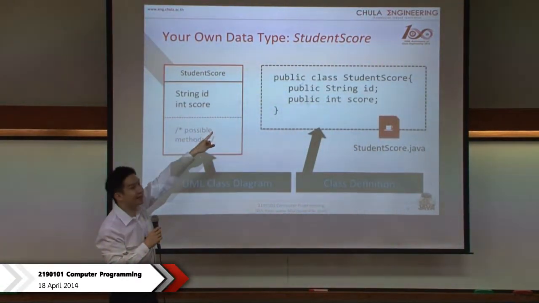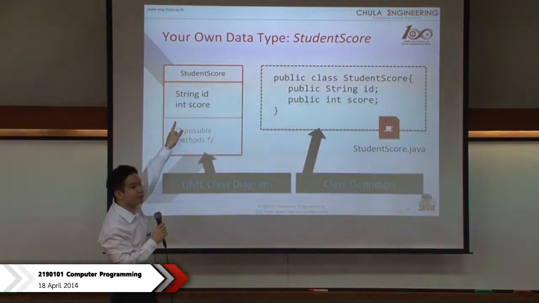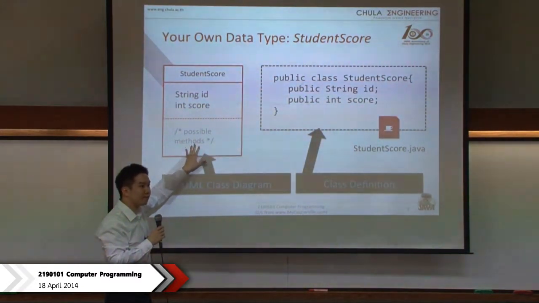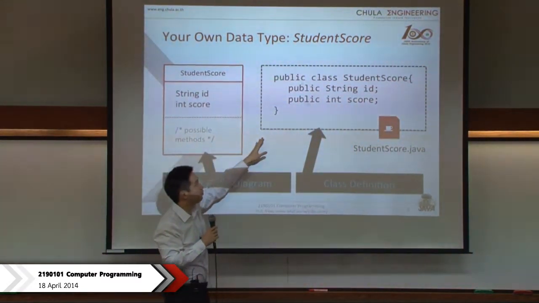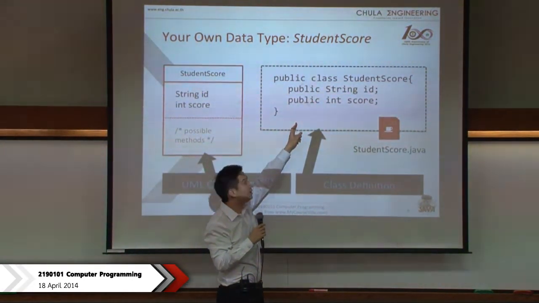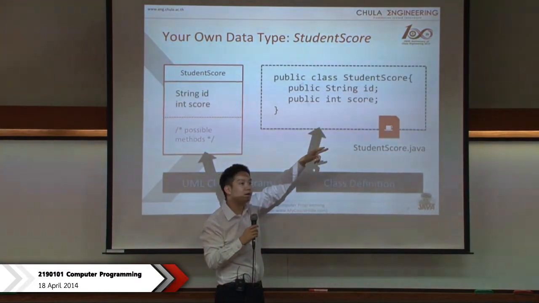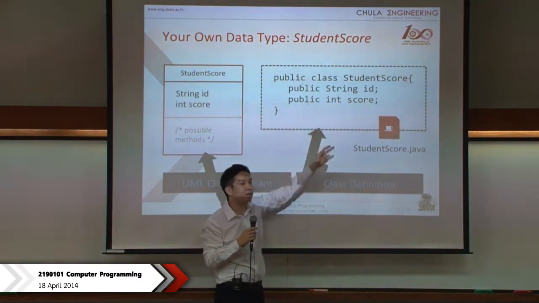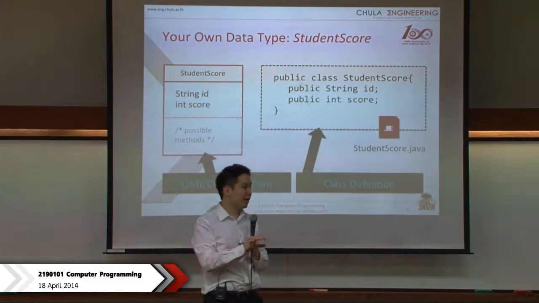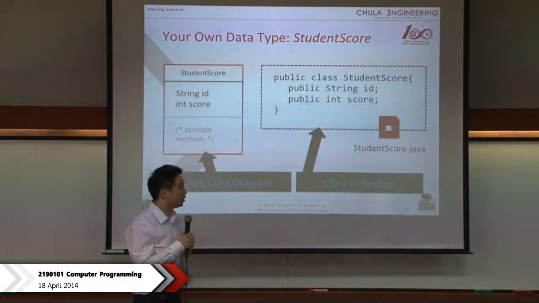Student score as a class name, the attributes, possible methods. You all by now know what methods are, right? So for example, you can add a method here that says get score, and that will return the score data type. So far, do you have any questions before we go on?